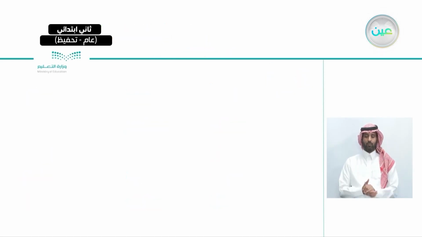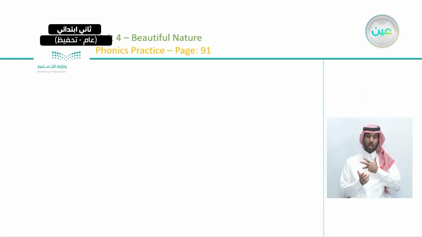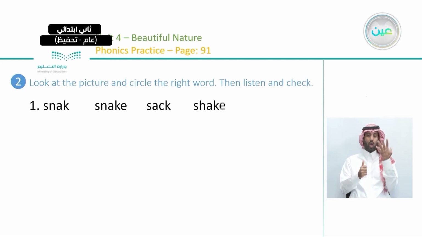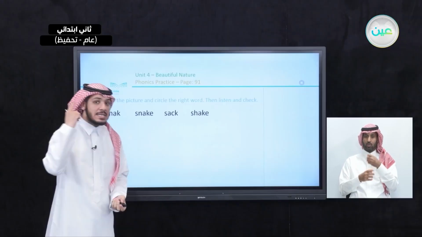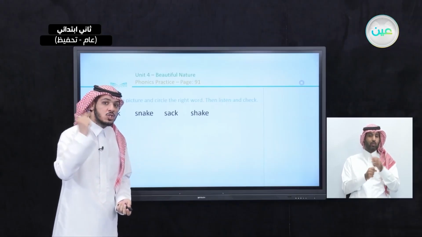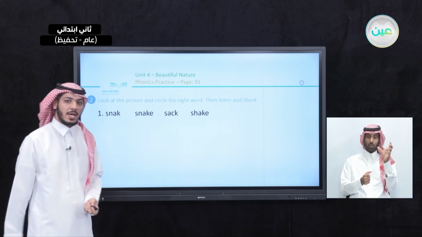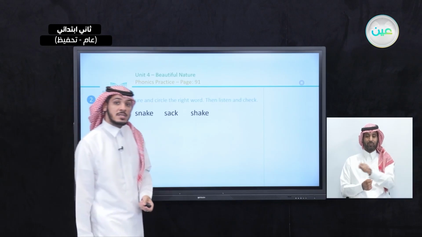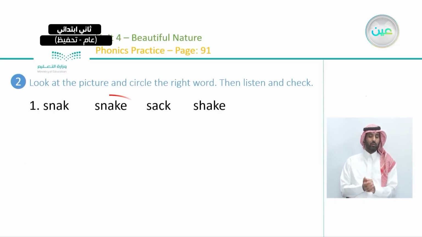Excellent. The same page 91, question number 2. Look at the picture and circle the right word, then listen and check. Number 1, we have 4 words here. We have snack, snake, sack, shake. Now listen and tell me which one is the word here. Let's start. Snake, snake. Where is snake here? Yes, this is a snake.